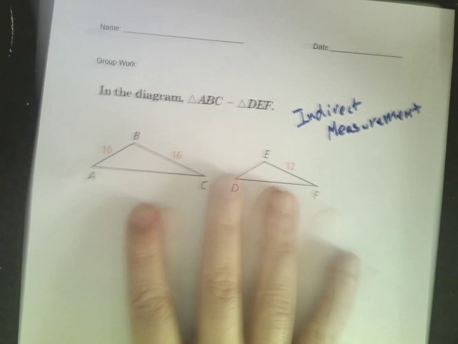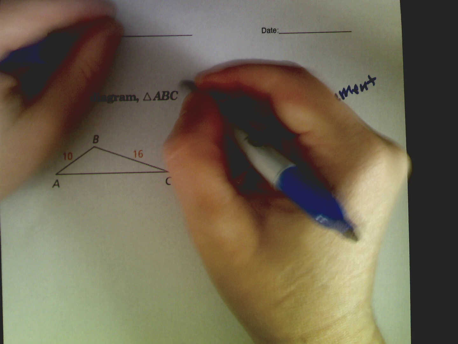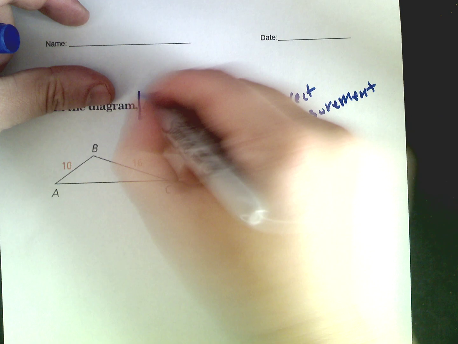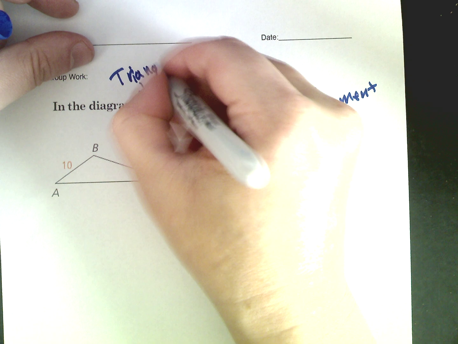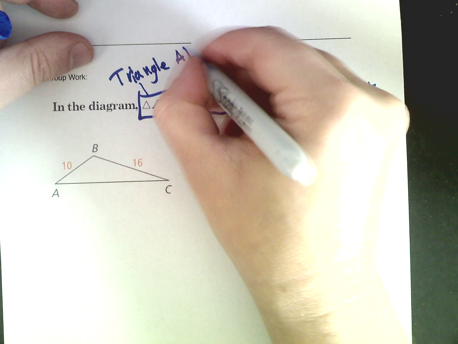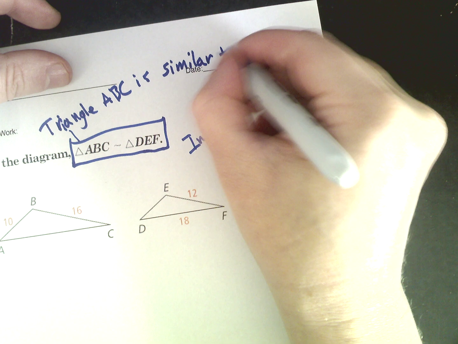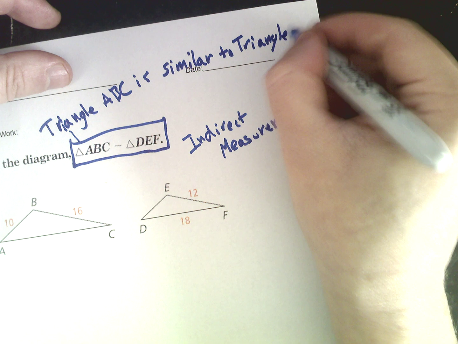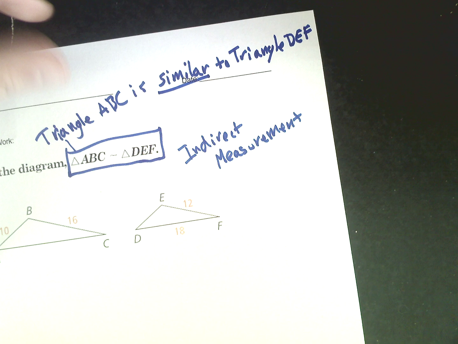So imagine for a second that we can't touch these two triangles. Now, what this statement says here is triangle ABC is similar to triangle DEF. Similar being the key term.